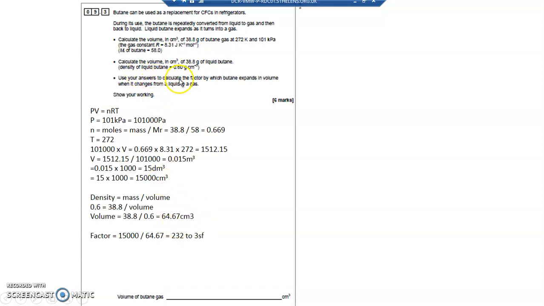And then finally use your answers to calculate a factor. That means sort of like a multiplication factor by which butane expands when it changes from a liquid to a gas. So the difference here is I've got butane as a gas, I've got the same mass of butane now as a liquid, and they occupy different volumes. To work out a ratio, which is another word for a factor, I divide one by the other. 15,000 by 64.67 is 232. So it expands, increases its volume by 232 times. I'll put it to 3 significant figures because most of my other values are to 3 significant figures, 232.